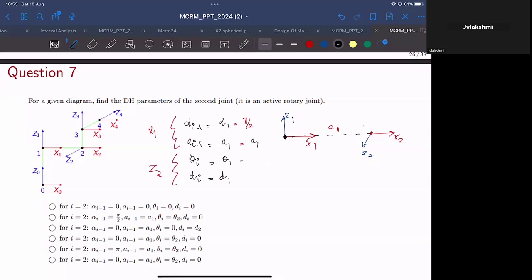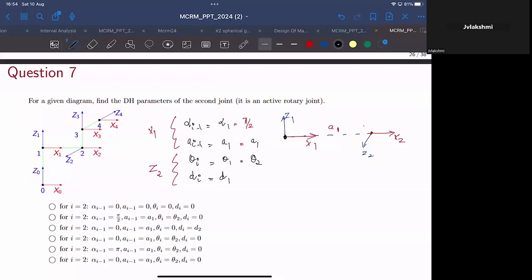And what about theta 1? Theta 1 would be the amount of rotation you have to rotate about Z2 so that X1 and X2 will be aligned. How much would that be? It will not be 0 in this case because it says it's an active rotary joint. So the position of x2 will be given by this rotary joint variable theta 2. It need not be in this orientation. It can be like this, it can be like this. So that is theta 2.